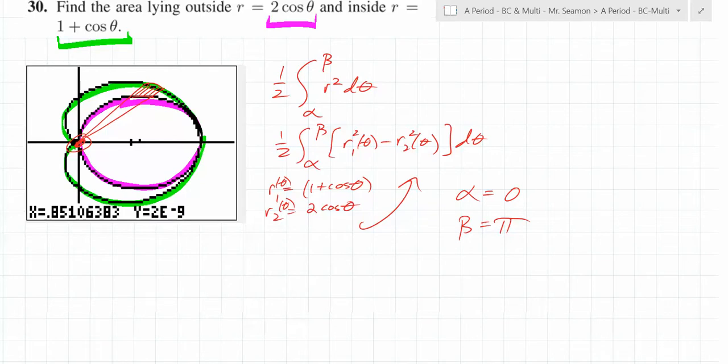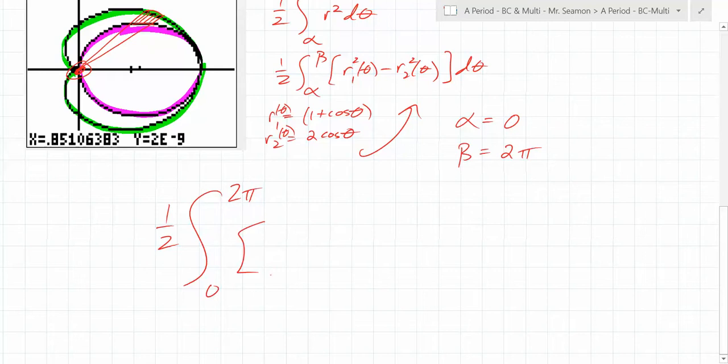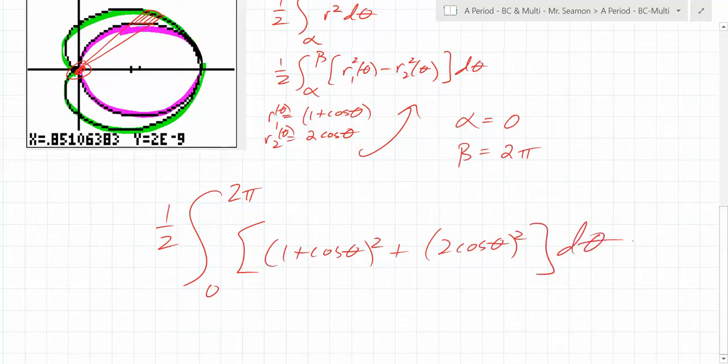Do we stop at 2 pi? We are doing the whole thing because we're going to double just the upper half. What if you just start the whole thing directly? Oh yeah, if you want, functionally it doesn't really change much here because the math is going to be very similar. If you're going to go all the way around, go to 2 pi. That's fine. So if we were going to set this up, it's going to be 1/2 integral from 0 to 2 pi of 1 plus cosine theta squared plus 2 cosine theta squared d theta.